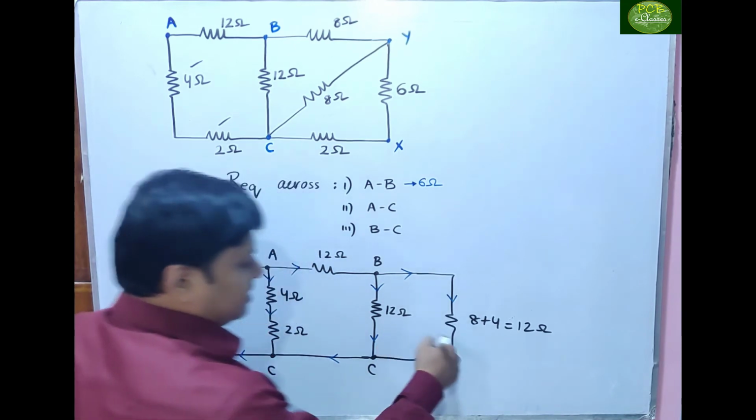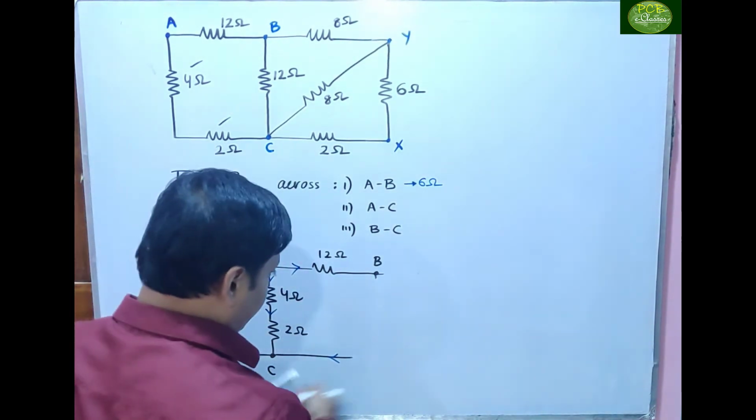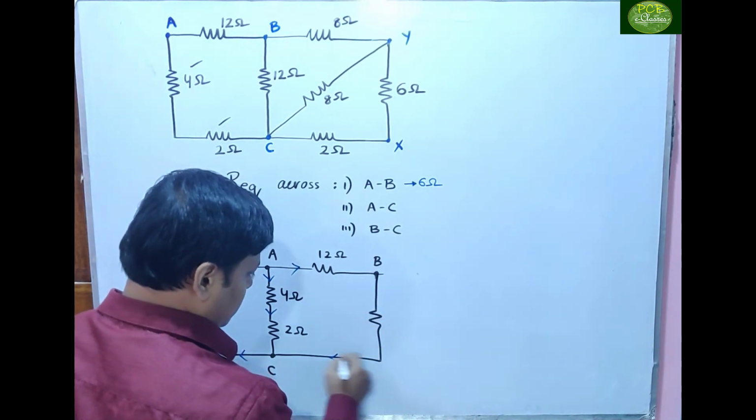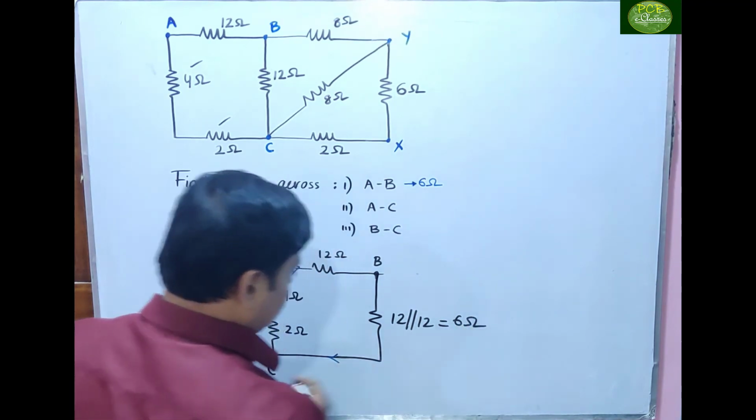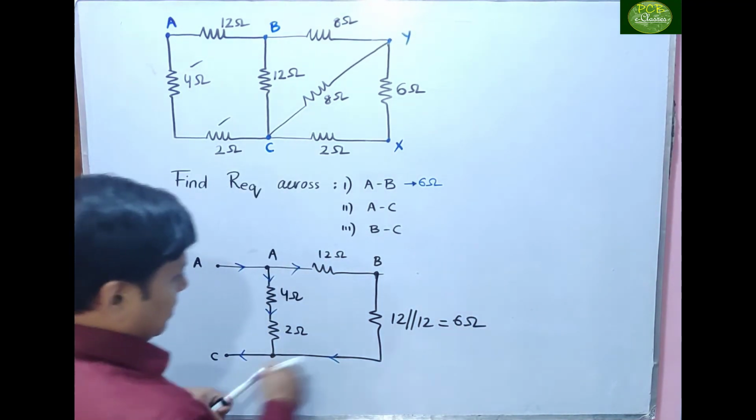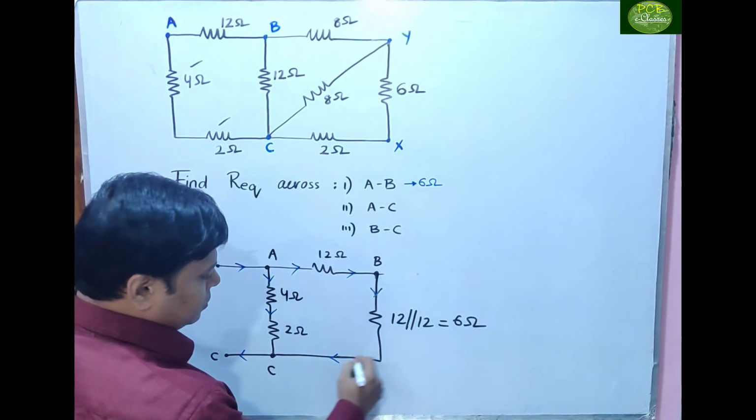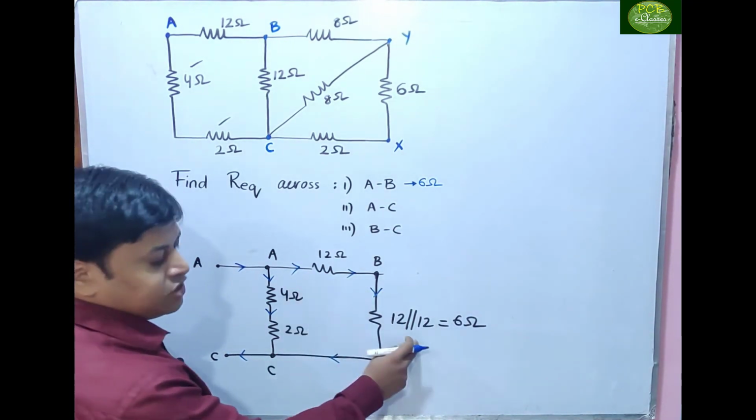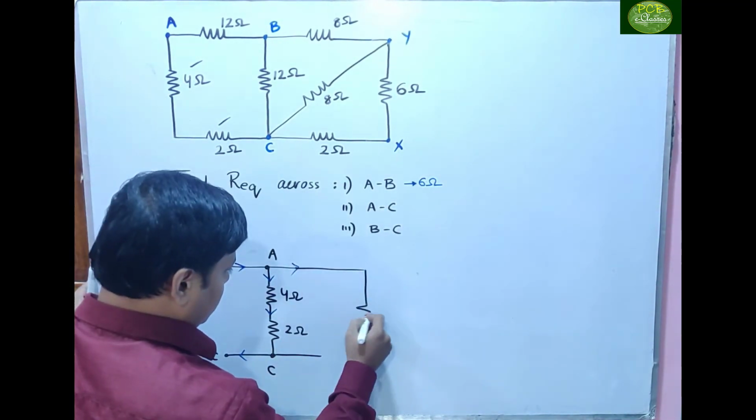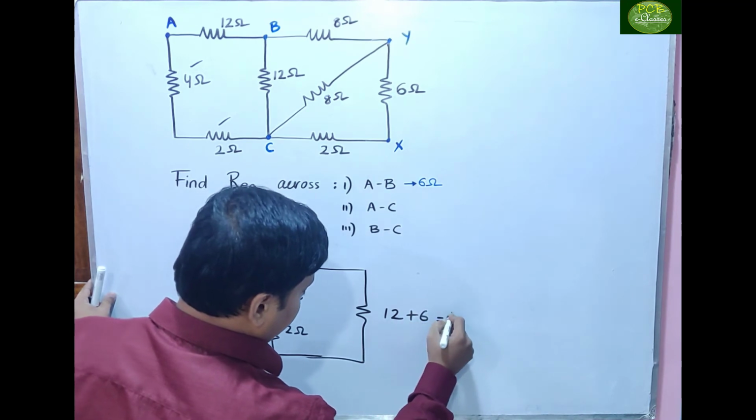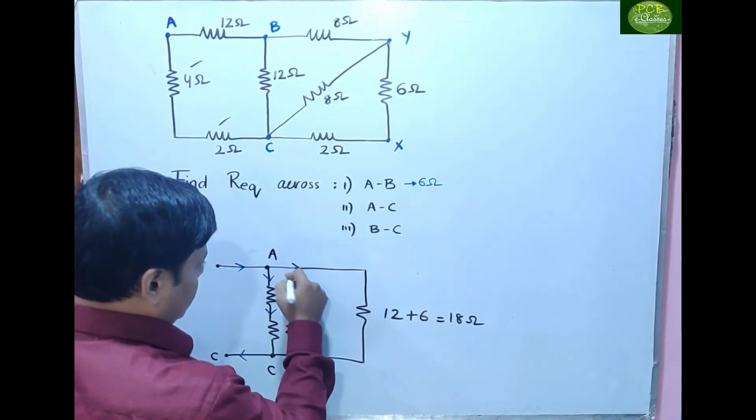Now see here, can I say 12 and 12 are parallel? Yes. So 12 parallel 12, that will be equals to 6 ohm. Now see here, the current flowing in the 12 ohm will be the same as the current flowing in the 6 ohm. That means 12 ohm and 6 ohm are in series. 12 plus 6, that is equals to 18 ohms. So this is the current.